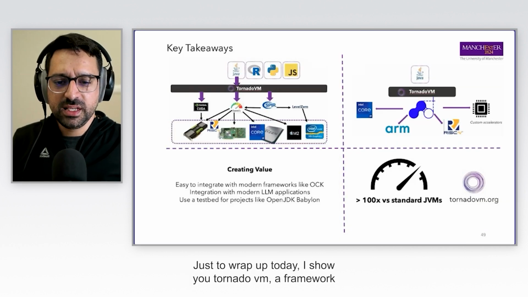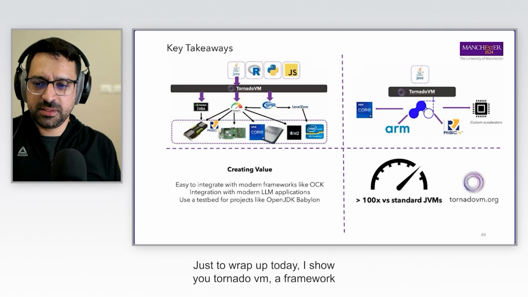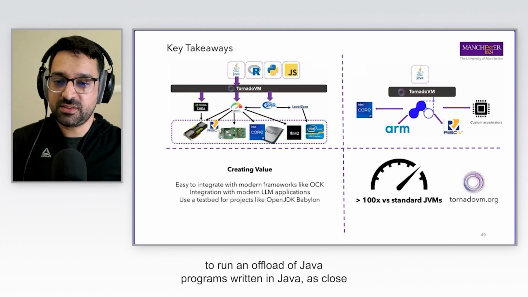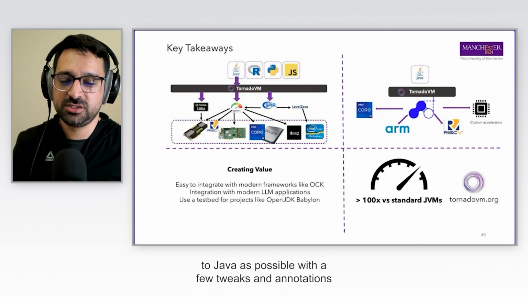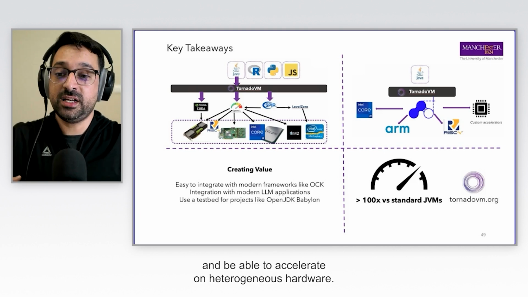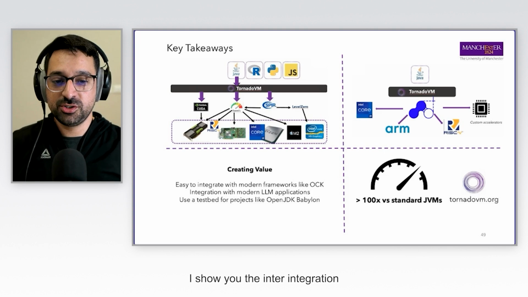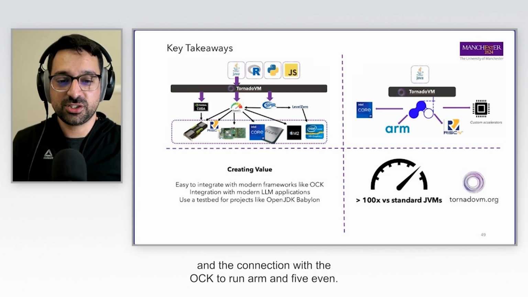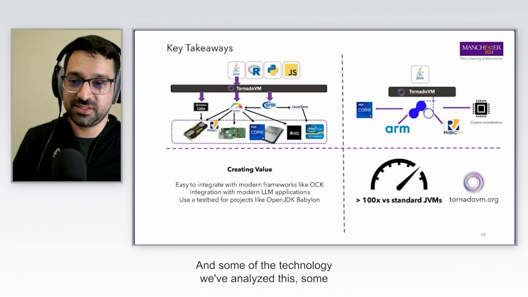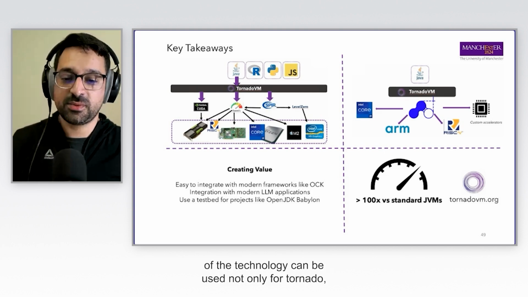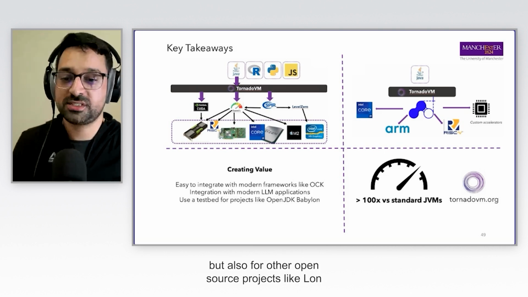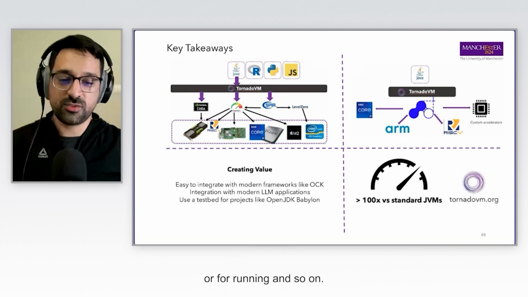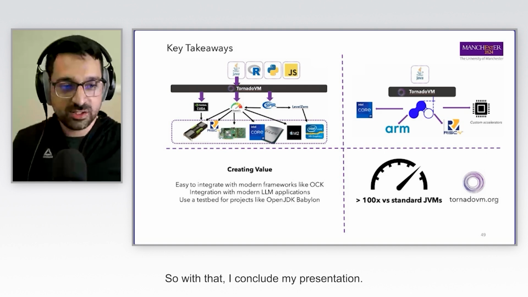Just to wrap up, today I showed you TornadoVM, a framework to run and offload Java programs written in Java, as close to Java as possible with a few tweaks and annotations, and be able to accelerate on heterogeneous hardware. I showed you the integration and the connection with OCK to run on ARM and RISC-V, even with a demo. And some of the technology, just to finalize, can be used not only for Tornado, but also for other open source projects like Babylon or for running LLMs and so on. So with that, I conclude my presentation.